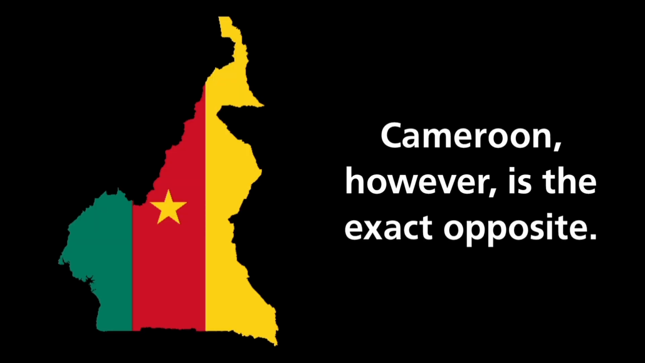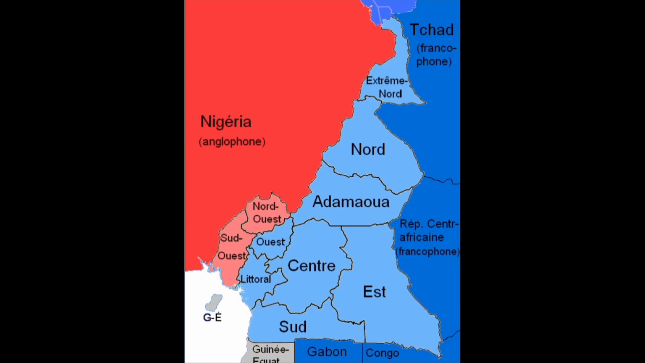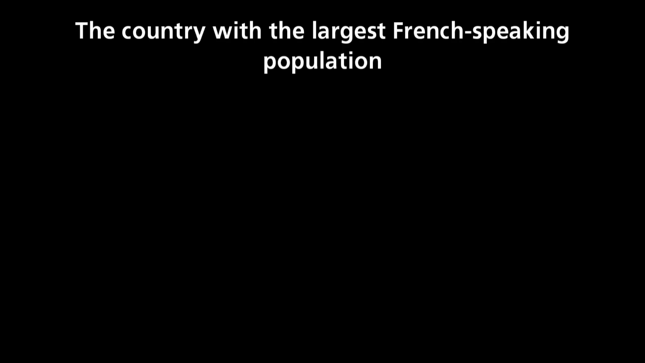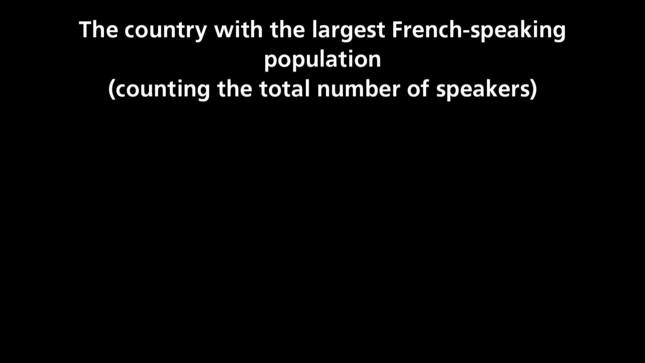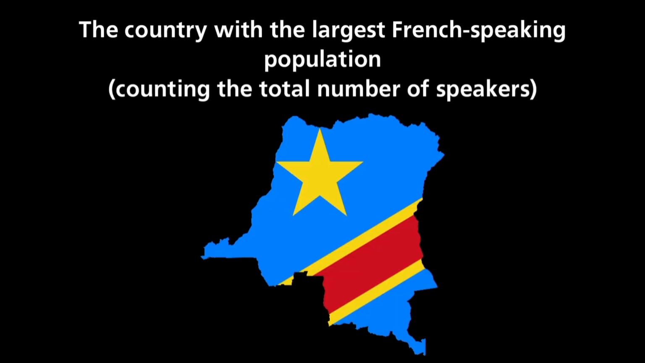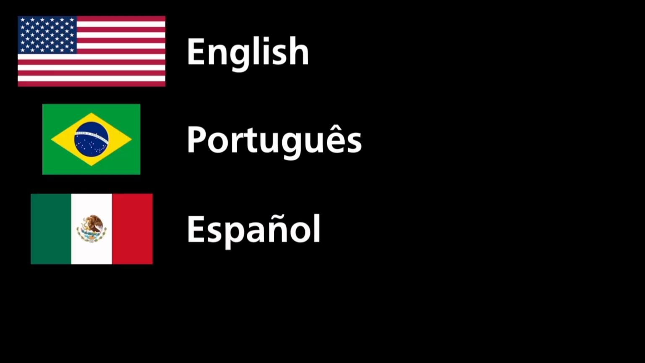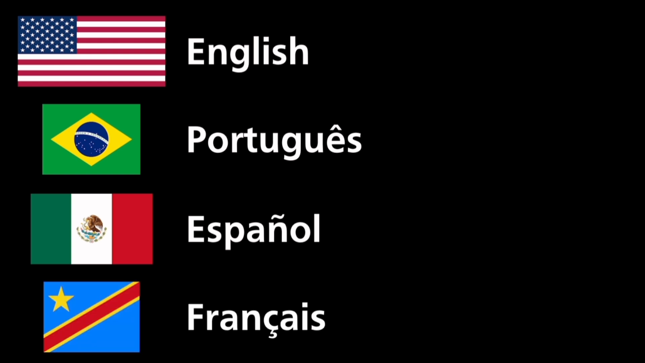The country of Cameroon in Central Africa is the polar opposite, dominated by French, but English is spoken in certain areas. The largest francophone country in the world, if we count the total number of French speakers, is DR Congo. So using the logic of the US for English, Brazil for Portuguese, and Mexico for Spanish, we can use the Democratic Republic of the Congo for French.